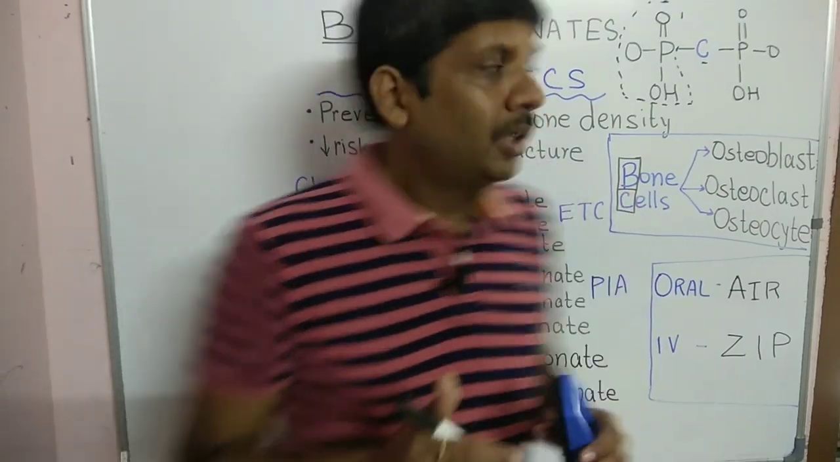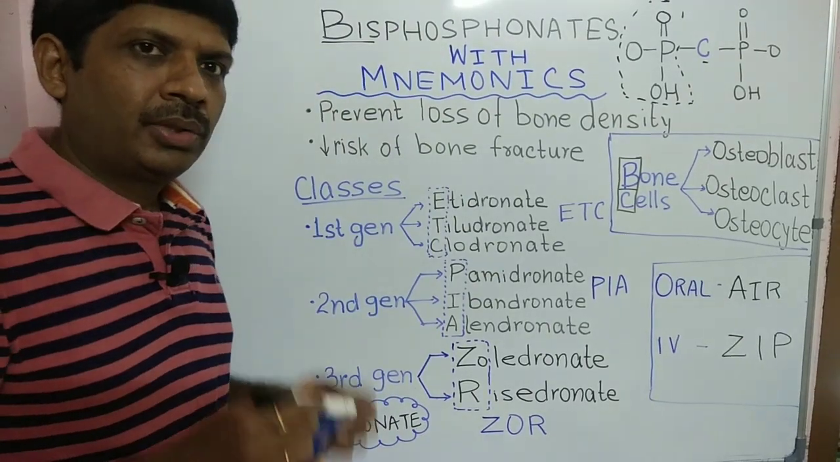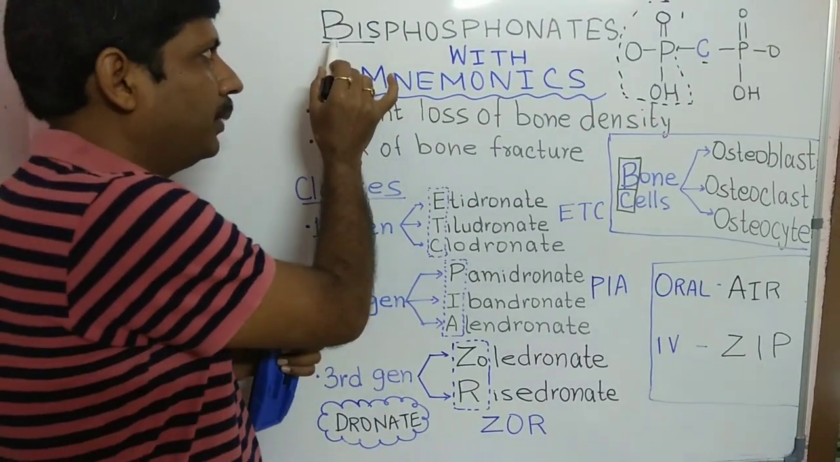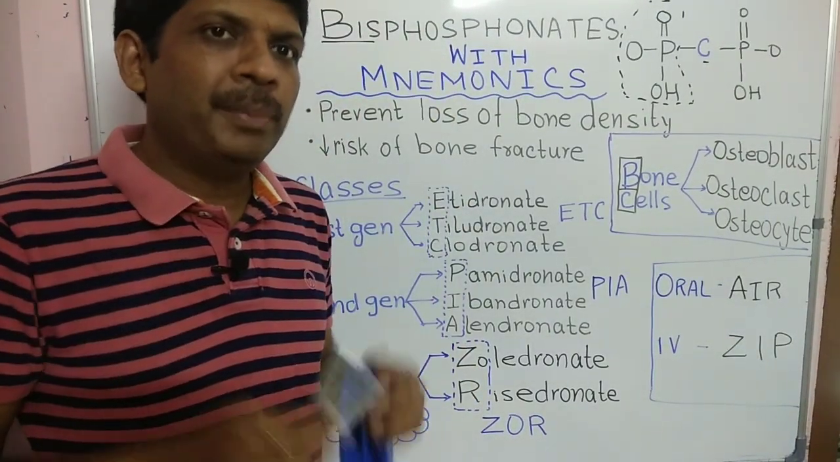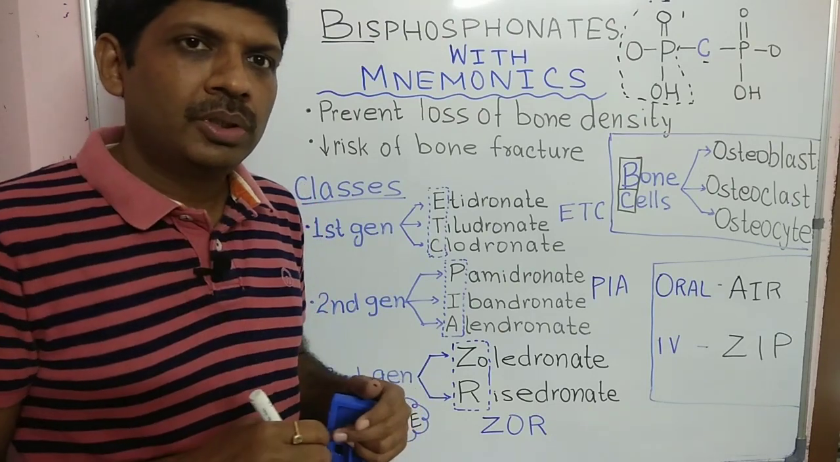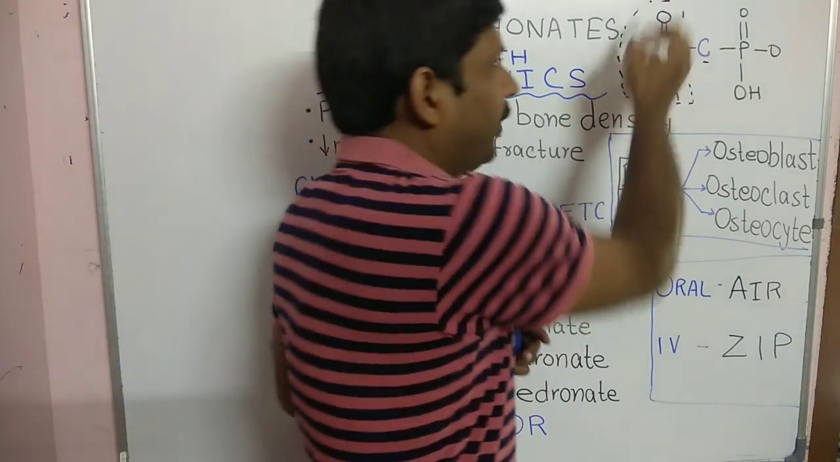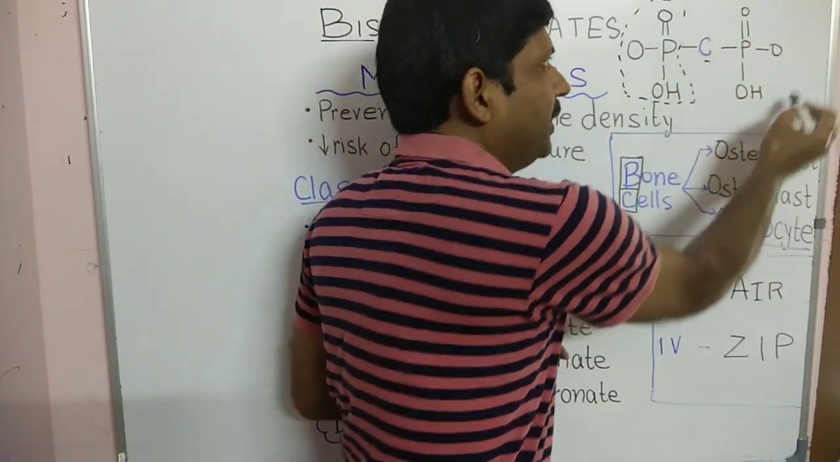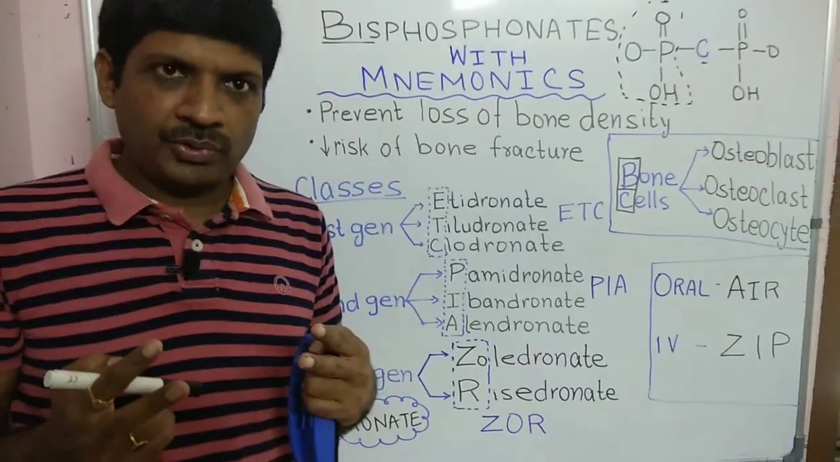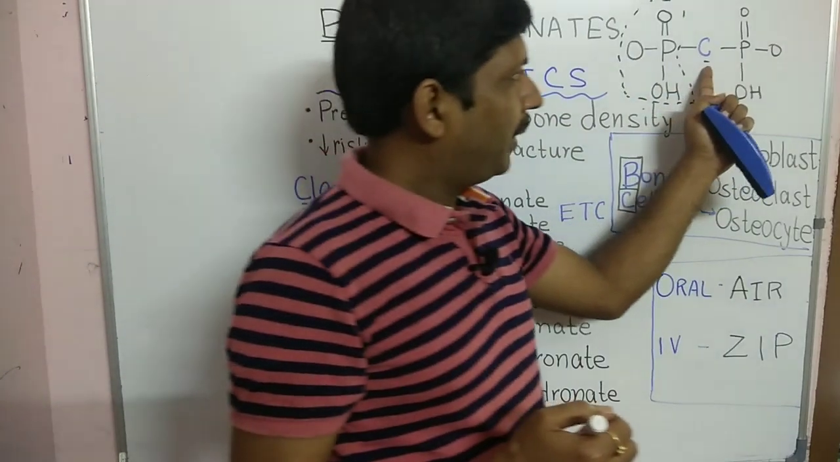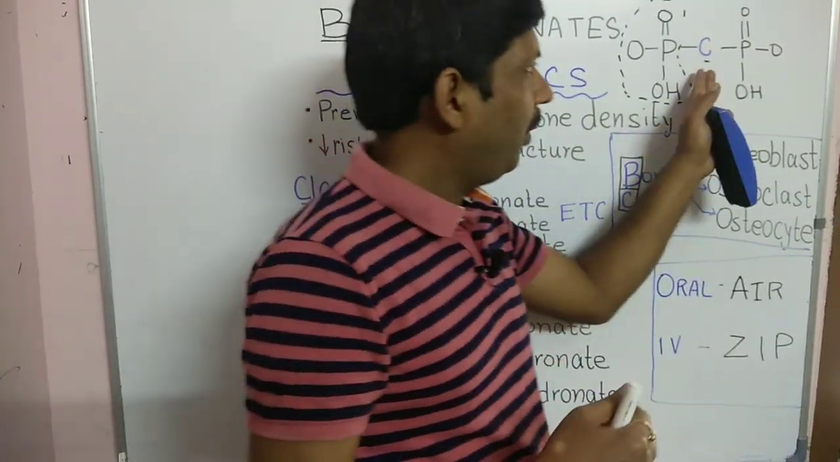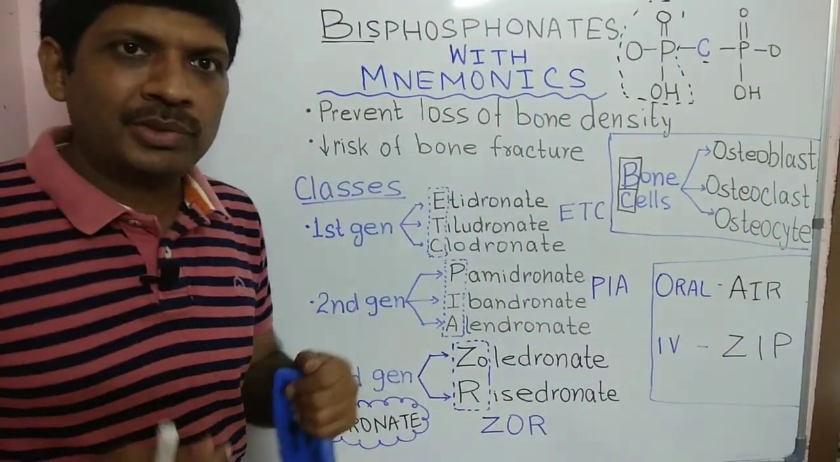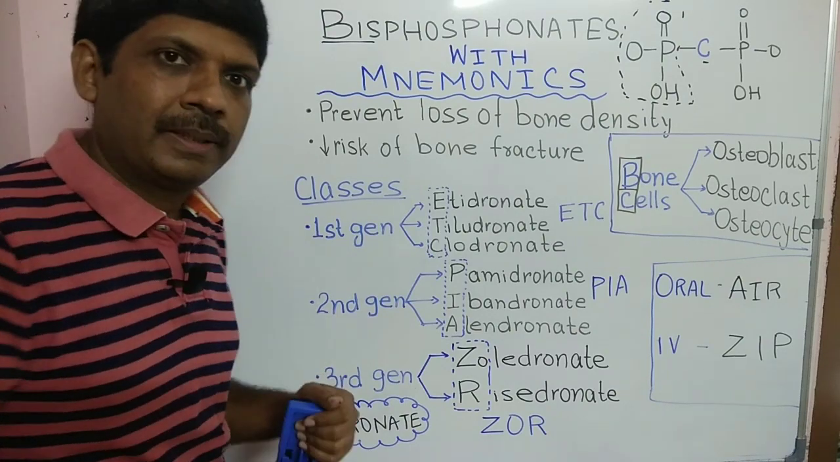So let's see. Bisphosphonate, the word is made up of two words, bis and phosphonate. The meaning of bis is two, and there are two phosphonate groups. One phosphonate group is this, whereas another phosphonate group is this. The two phosphonate groups are joined together by a carbon atom, and that's why the name is given bisphosphonate.